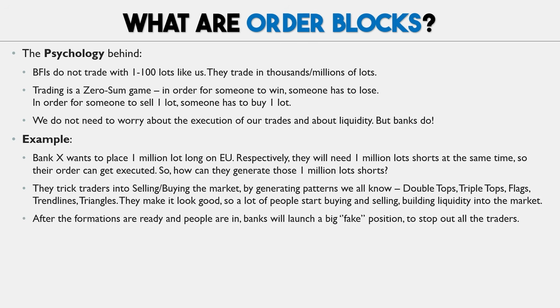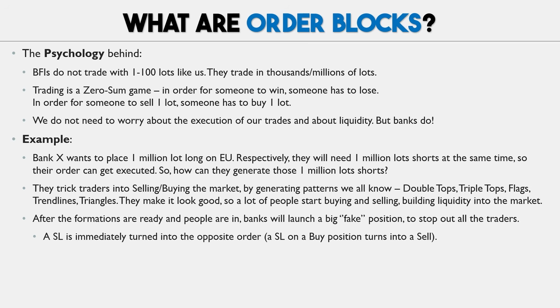And after they generate that liquidity, after people are already in, then the banks will usually, before a very big move, launch a fake position to stop out older traders that have some orders in, okay? Because a stop loss order is immediately turned into the opposite order. So if you have a buy position and you have a stop loss set, when your stop loss gets hit, your buy position turns into a sell. Because again, if you buy something and you hit stop loss, you have to sell it. If you sell something and you hit stop loss, you have to buy it back, okay?